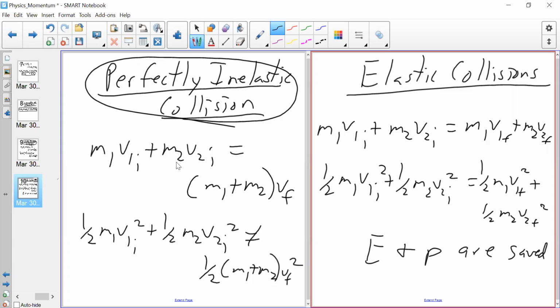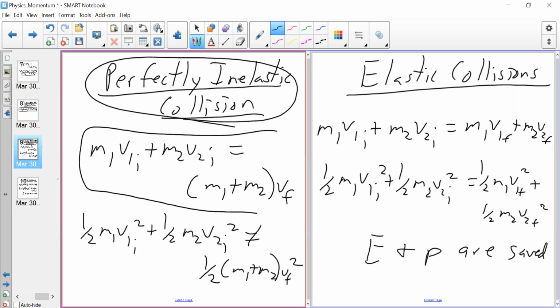So back to question 1, we're going to be basically using this. Every time you see a problem that says collide or hit and stick, they're combined together, or the phrasing is to that effect, you're going to use this first equation, the perfectly inelastic collision.